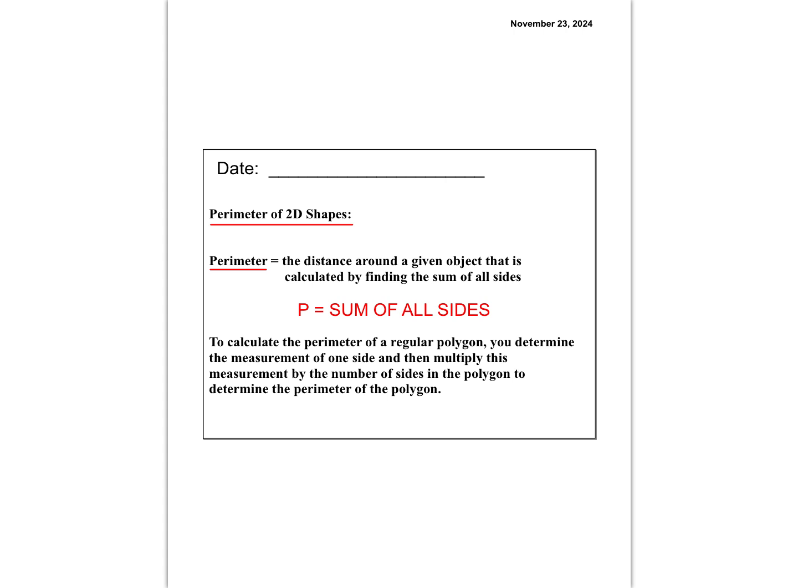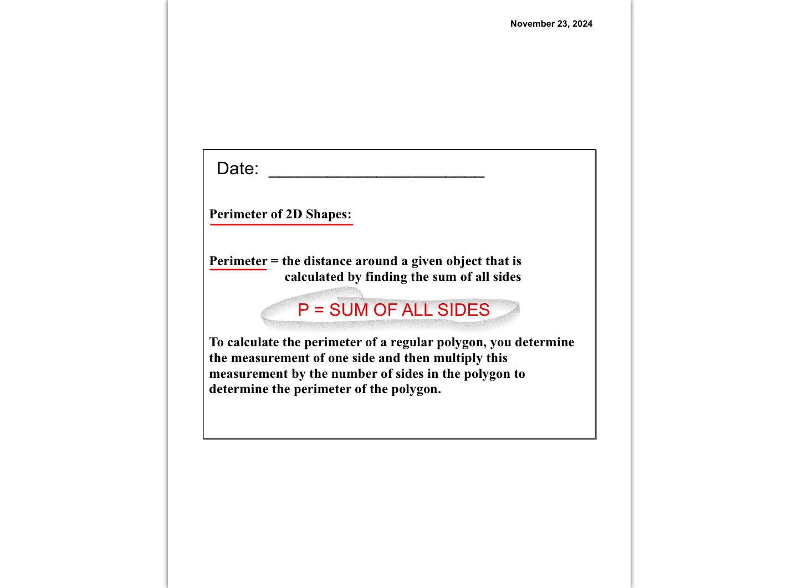What's really going to be important in this unit and any unit moving forward, but specifically with measurement, is that we really want to make sure that we're using the formulas provided. The formulas are critical, and we want to make sure we remember them and use them, because there's little pieces and nuances in each that if we miss a step, it's going to cause some problems for you. To calculate the perimeter of a regular polygon, you determine the measurement of one side, then multiply this measurement by the number of sides in the polygon to determine the perimeter of the polygon.